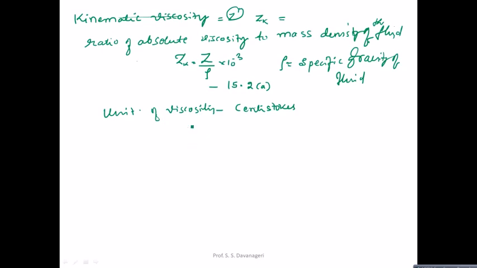Now, since the most widely used unit of measurement of viscosity is centistokes, to get the value in centistokes, you can use equation number 15.2b, that is ZK equals ZK dash into 10 to the power of minus 6. This is 15.2b.